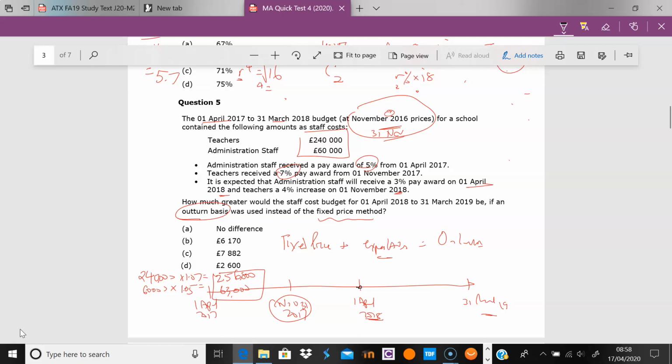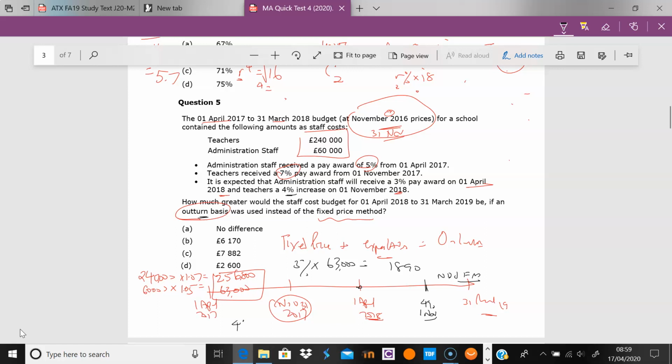But this is the new budget if I wanted to use the outturn basis. This question is asking, what's that extra if I decided to use this one as opposed to this one? Well, it's just the extra 3% on this. So 3% extra on 63,000, first of all. 0.03 times 63,000 is 1890. But I also know that you're going to give another 4% on the 1st of November. This 4% will only last for November, December, January, February, March. It would only last for 5 months.